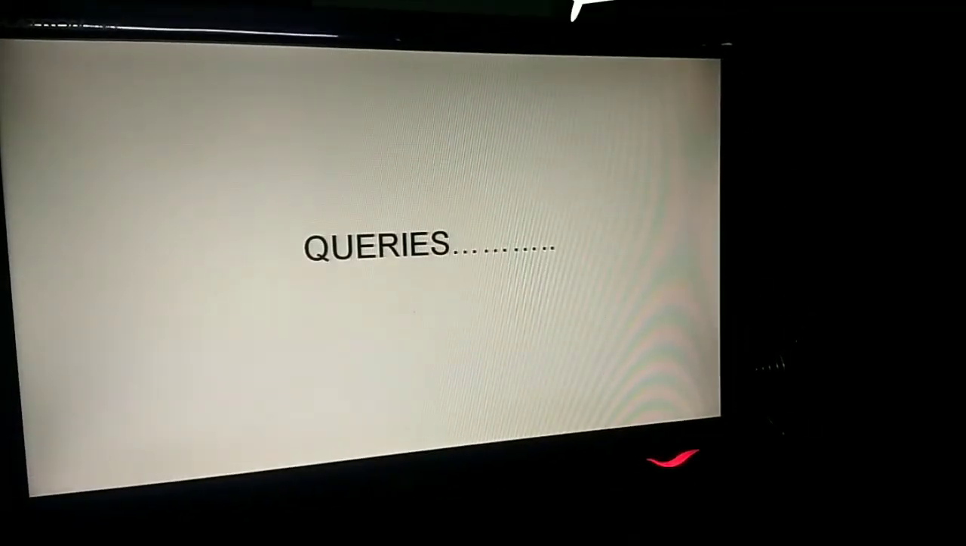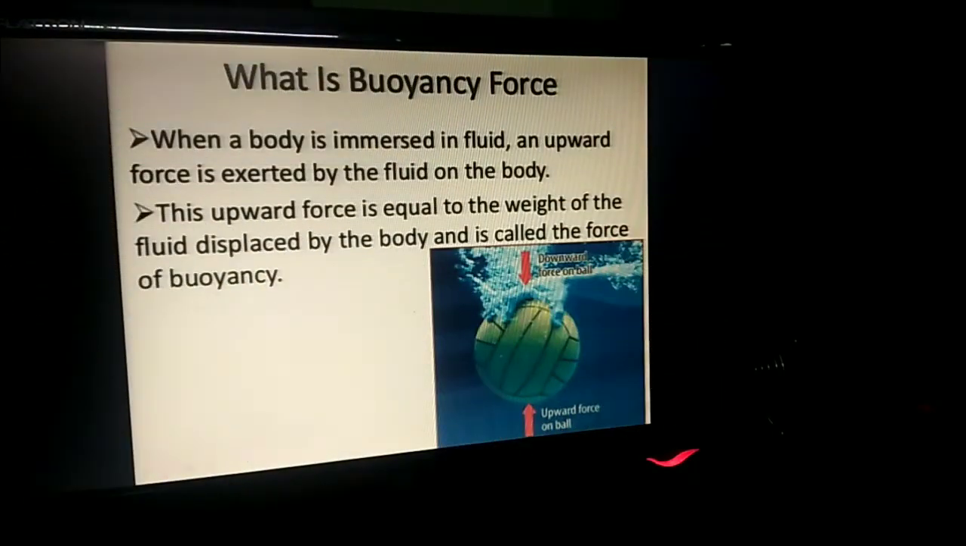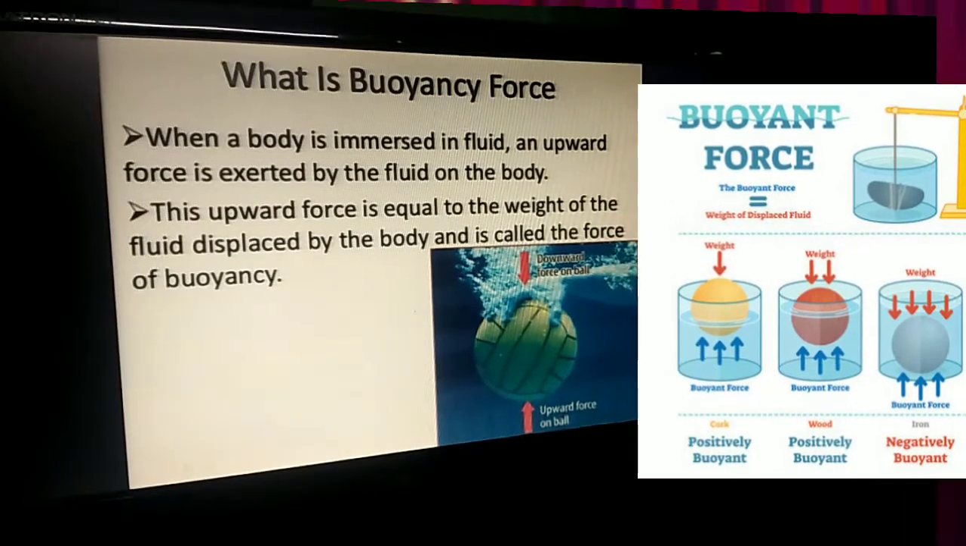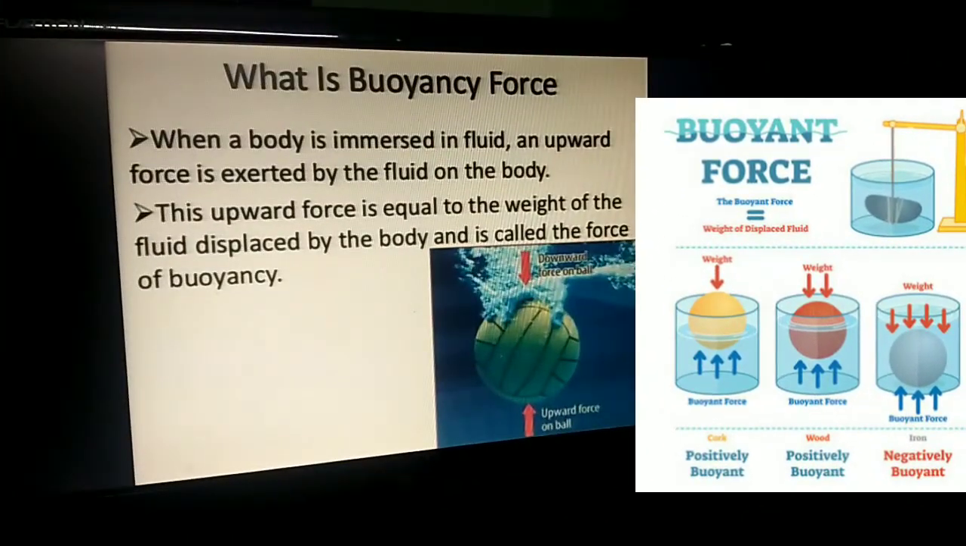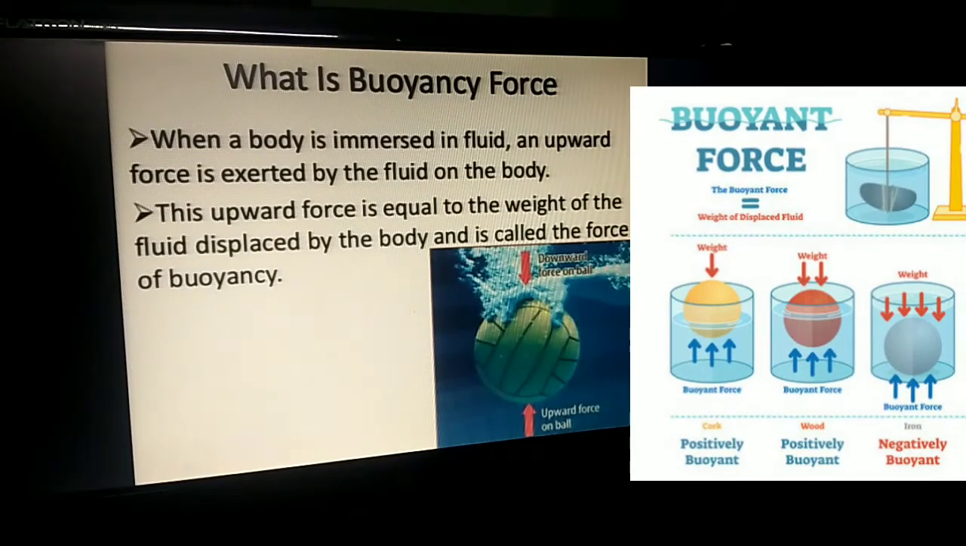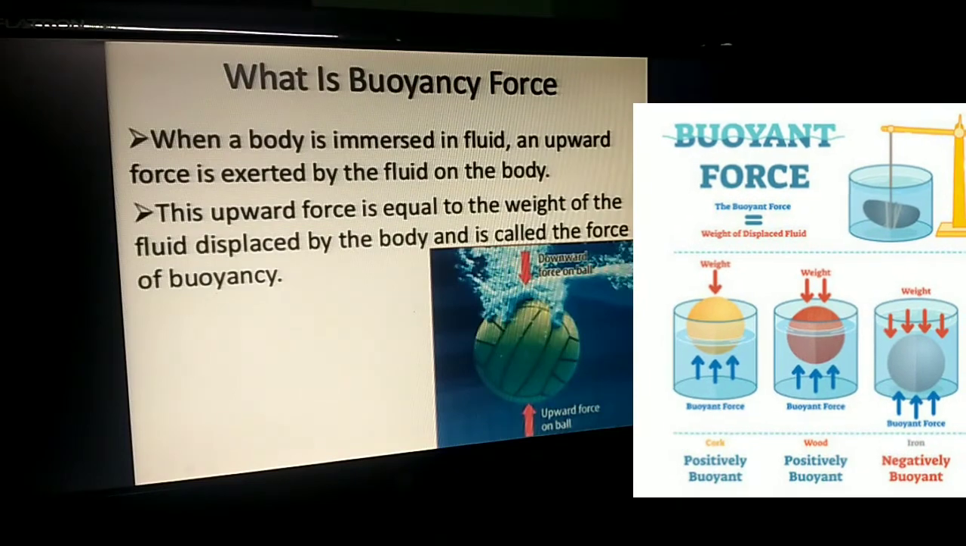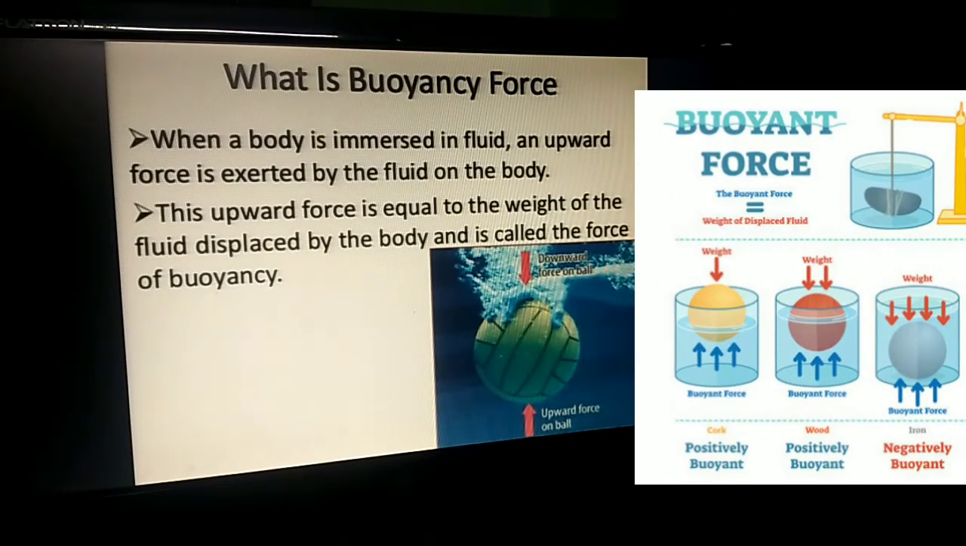Question time. Collect some 5 more examples from day-to-day applications of pressure. Now, buoyancy or buoyant force. When a body is immersed in fluid, an upward force is experienced by the body which is kept in the fluid.